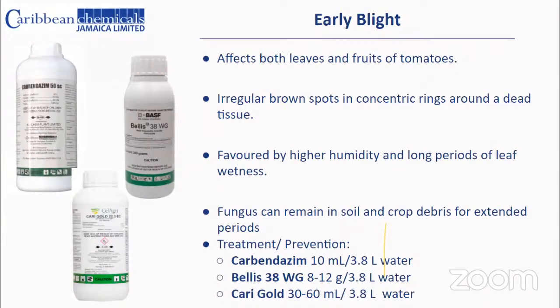And again, we have carbendazim, which we use to control this particular fungus, along with Bellis and Carigol. Bellis is a wettable granule, so it's easily dissolved in water as well. And Carigol is an EC formulation, easily dissolved in water. So that's a main feature of all our fungicidal chemistries. We want products that are easily dissolved in water and therefore form a solution and can be applied evenly across the surface of the leaves or be used as a soil drench.